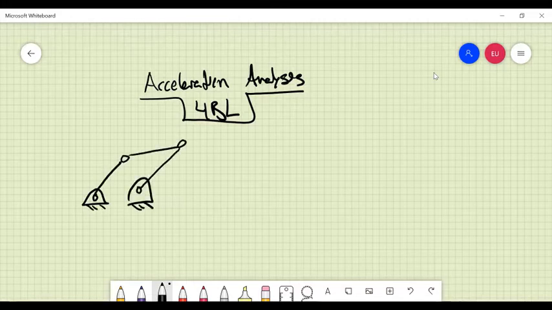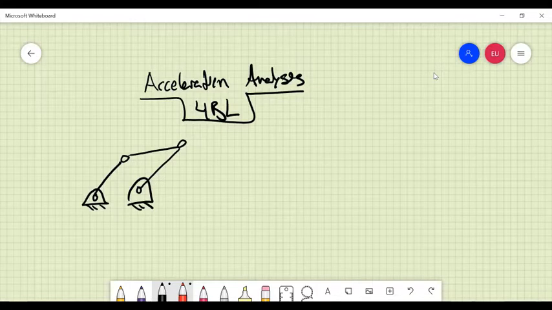Teacher, is a 4-bar linkage the same as a 4-bar chain, is it the same when they refer to this? Yes, they are. A linkage is a combination of links. That's why I use the word linkage.